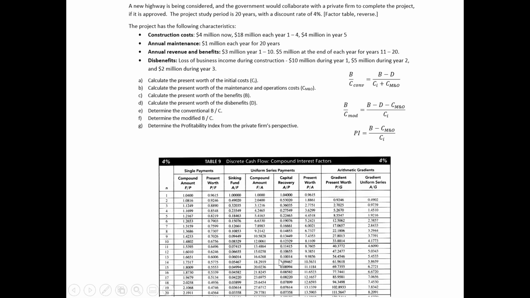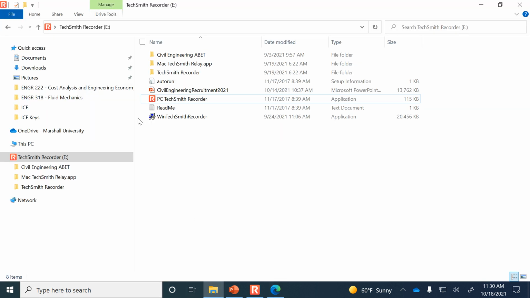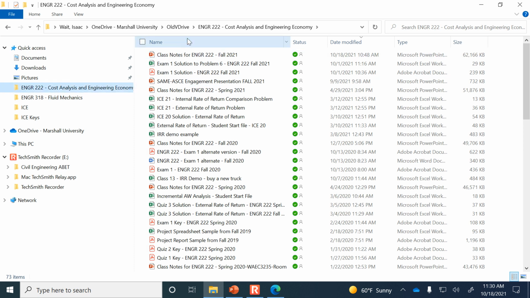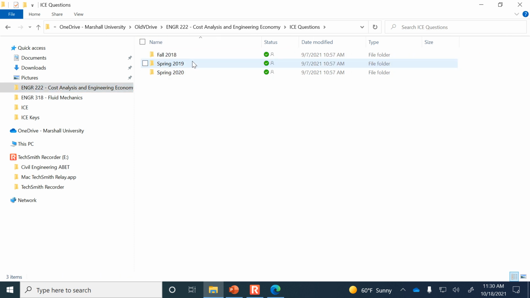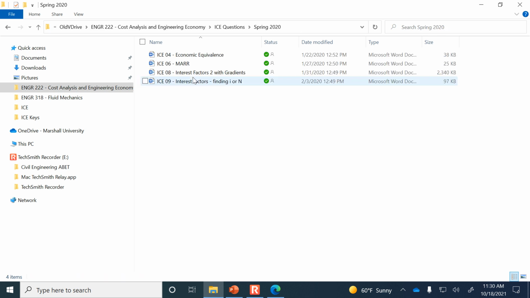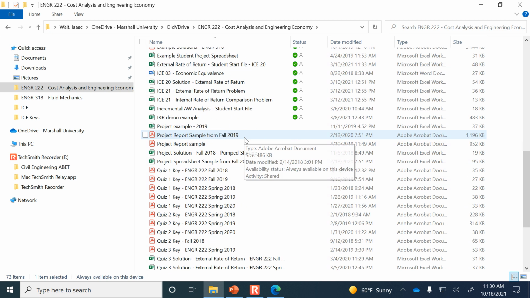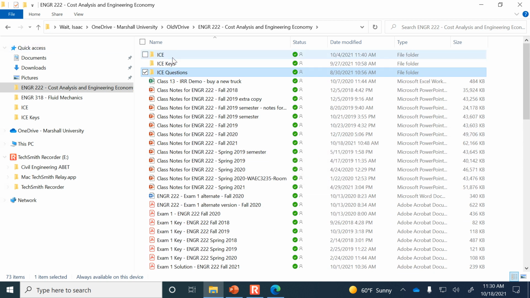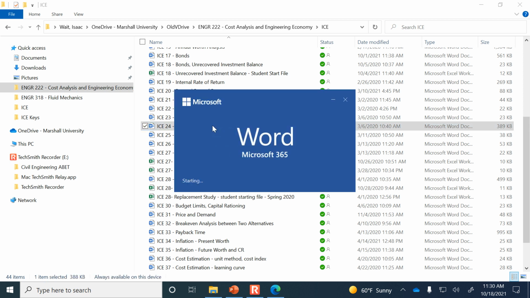Okay, so today's in-class exercise is related to the evaluation of a proposed highway. Let me see if I can pull that up and have it up on the screen here. Benefit cost analysis, number 24.